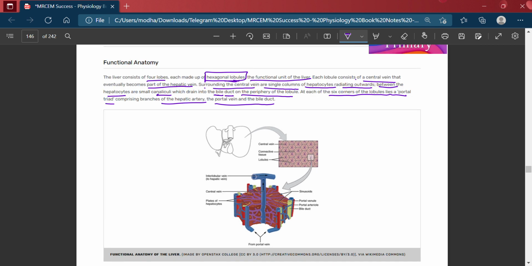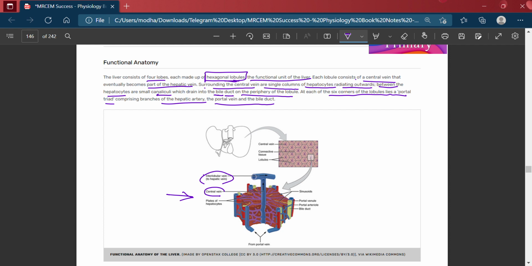So this is the hexagonal lobule, which is the functional unit of the liver. Each lobule consists of a central vein, which is part of the hepatic vein. Surrounding the central vein are single columns of hepatocytes radiating outward.